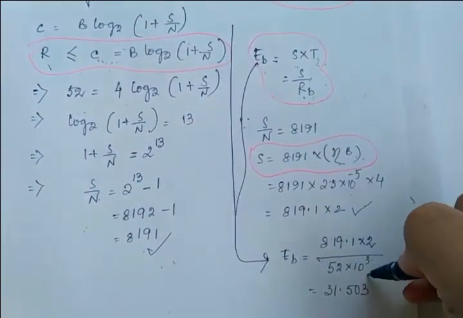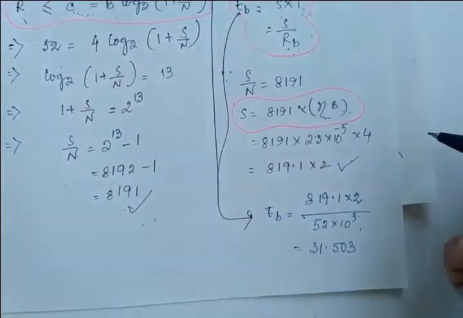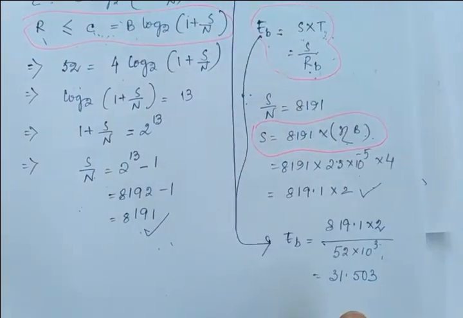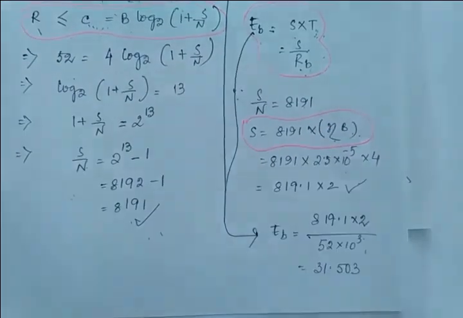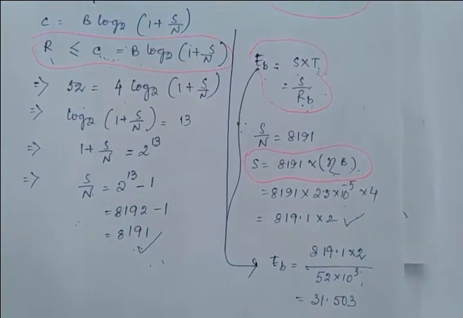And the bit rate is already given, 52 kbps. So 52 bits per second, if we want to convert, it will be multiplied by 10 cube. So if we put the values, we can easily calculate the bit energy. So many important formulas are there. You have to relate the formulas, you have to know the formulas to answer your questions.